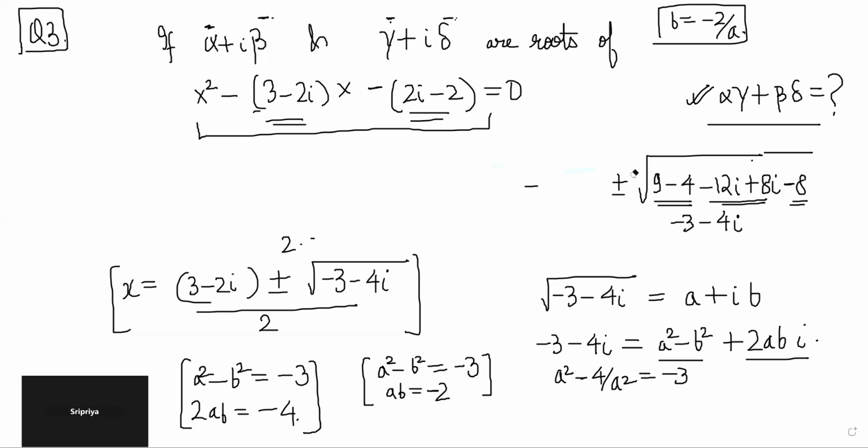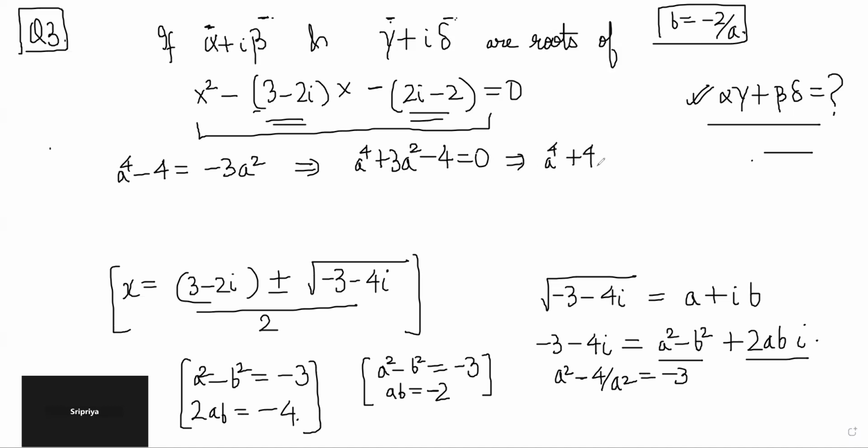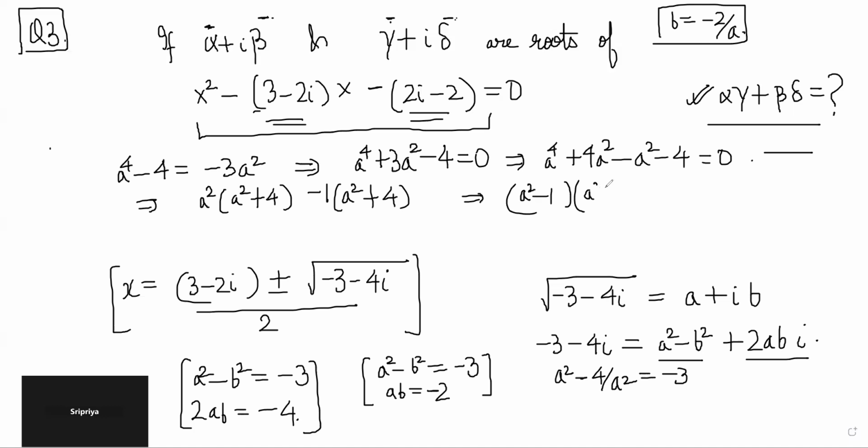So you're getting a fourth degree equation now. That equation is going to be a to the power 4 minus 4 is equal to minus 3a squared. a to the power 4 plus 3a squared minus 4 is 0. We can easily factorize it. We'll say plus 4a squared minus a squared minus 4, right? We'll get a squared common, a squared plus 4, minus 1 common, a squared plus 4. So therefore you're getting (a squared minus 1)(a squared plus 4).